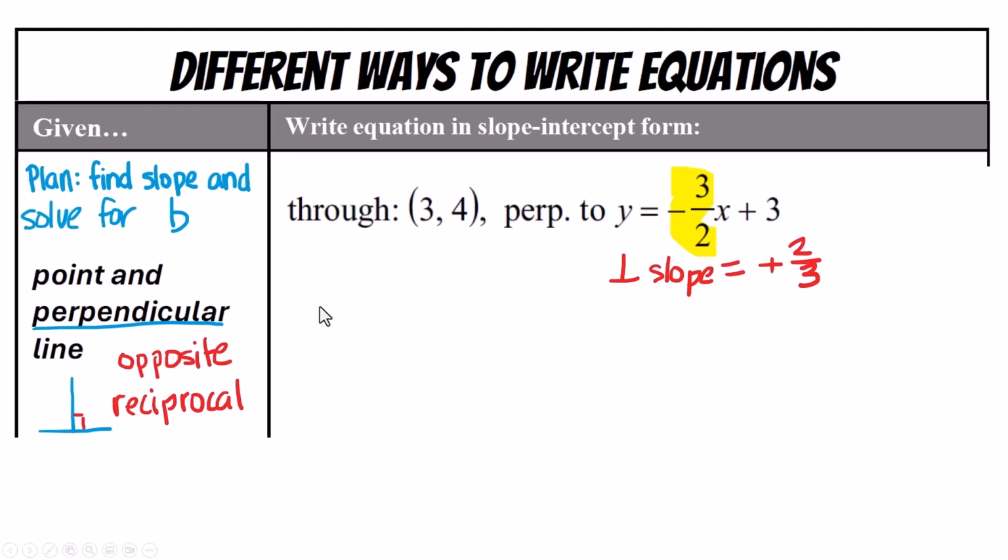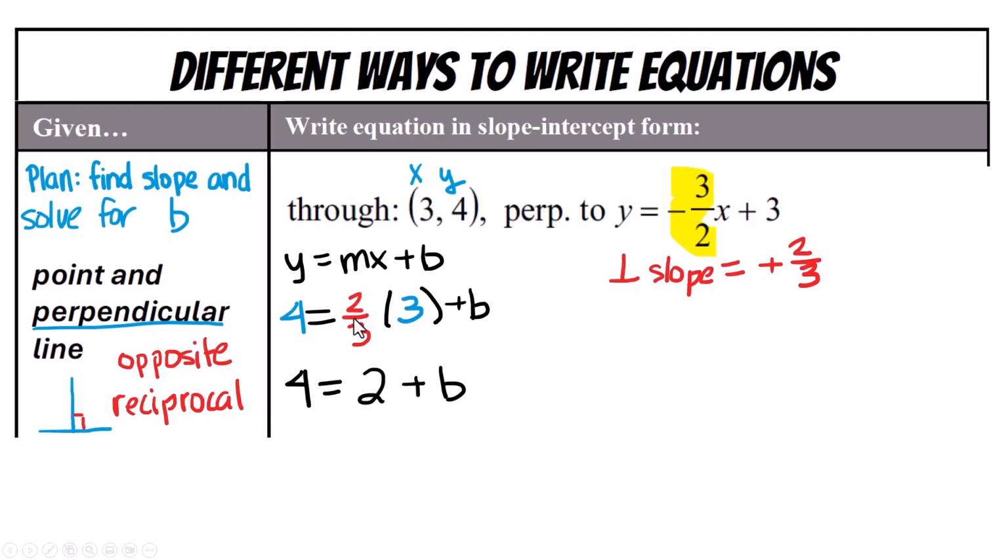Let's find the b by using y equals mx plus b. X is 3, y is 4. Pop everything in. Oh my gosh, do you see that? 2/3 times 3. Oh, thank you. Sometimes it works out. 2/3 times 3 ends up being 6/3, and 6/3 reduces to 2.